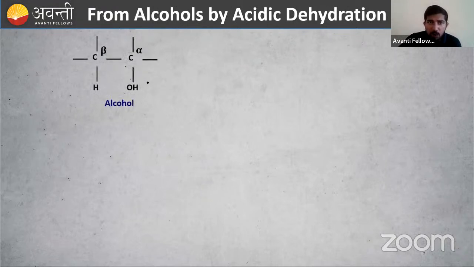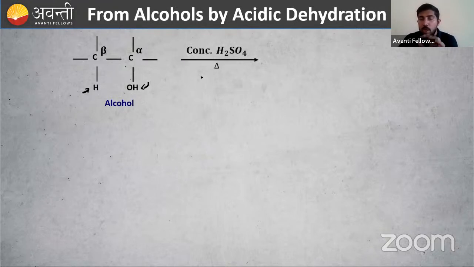So OH, that is our functional group. This is attached to this carbon, that is the alpha carbon. Then adjacent to that carbon, there is one more carbon, right? That is known as the beta carbon. What about this hydrogen? That is known as the beta hydrogen. So alpha carbon, beta carbon, there is a beta hydrogen. So we have to remove water. What do we have to do? We have to add concentrated H2SO4, then heat it. So H2SO4, that is the acid. Acid means it will liberate H+, right?